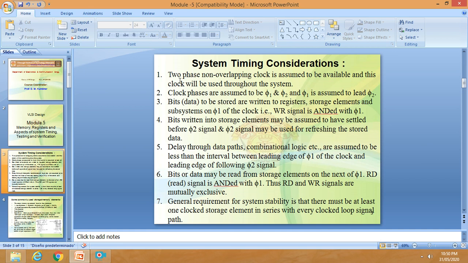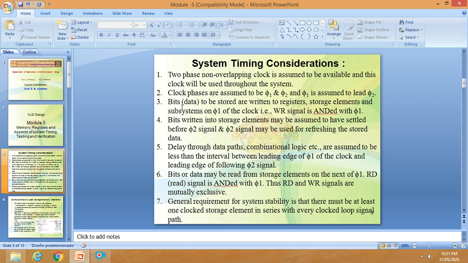A two-phase non-overlapping clock is assumed to be available, and this clock will be used throughout the system. So we have to use two phases. The clock phases are assumed to be phi 1 and phi 2. These are the two different clock signals. Phi 1 is assumed to lead phi 2.